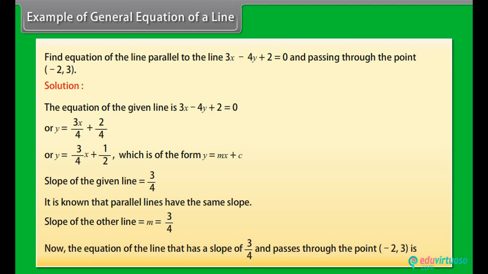Now the equation of the line that has a slope of 3/4 and passes through the point (-2, 3) is 3x - 4y + 18 = 0. Distance of a point from a line.